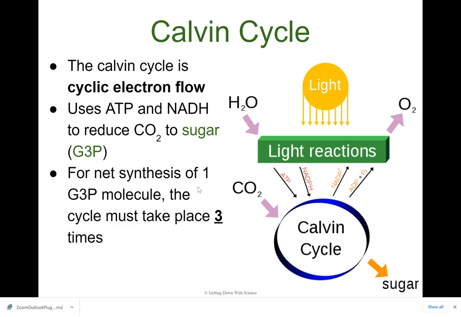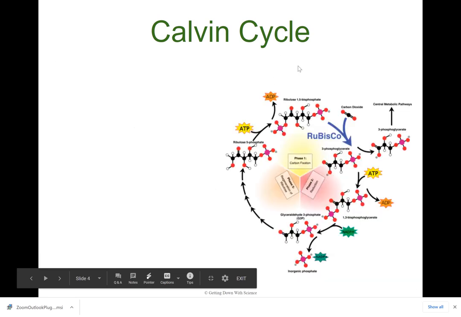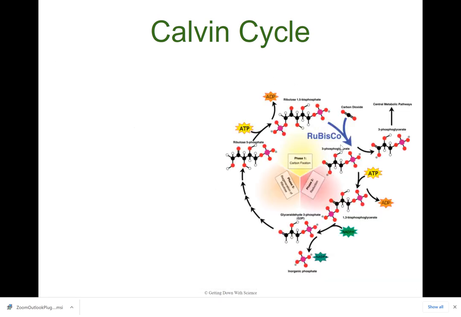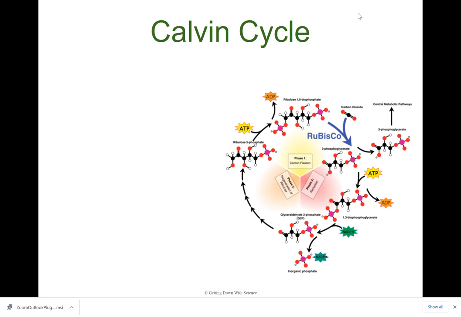For a net synthesis of one G3P or sugar molecule, the cycle must take place 3 times. So we have to go through the Calvin cycle 3 times to get one single sugar molecule. And here you can see we've got a lot of specific molecules. You don't need to know the individual molecules and individual detailed steps within the Calvin cycle. We're just kind of looking at the big picture, remember?